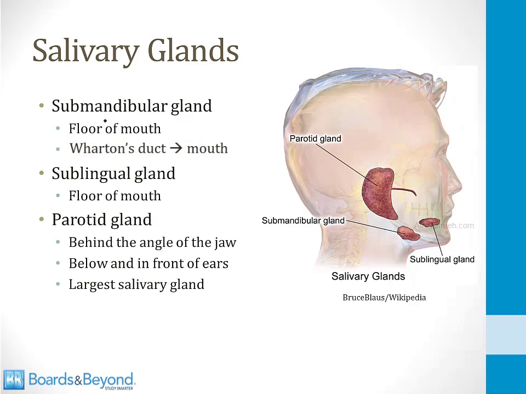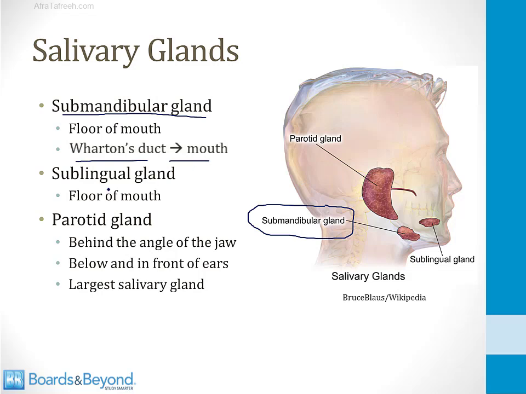There are two salivary glands found below the mouth. The first one is called the submandibular gland. This is a picture of where the submandibular gland is on this slide. You can see that it's just below the mandible, hence the name submandibular gland. And it secretes saliva into Wharton's duct from which it reaches the mouth.